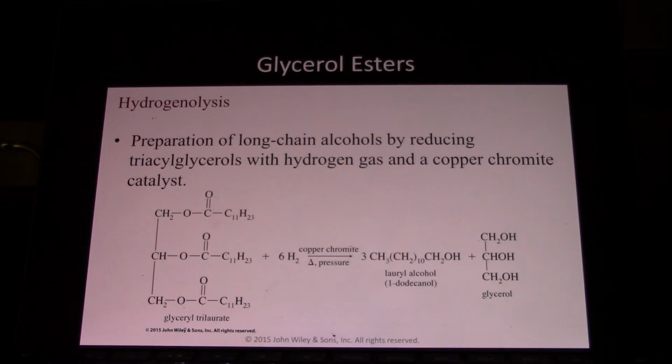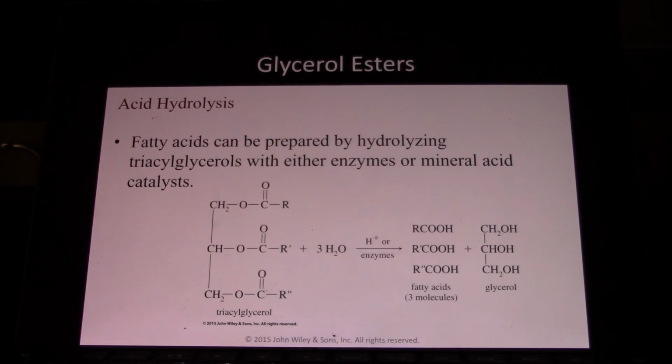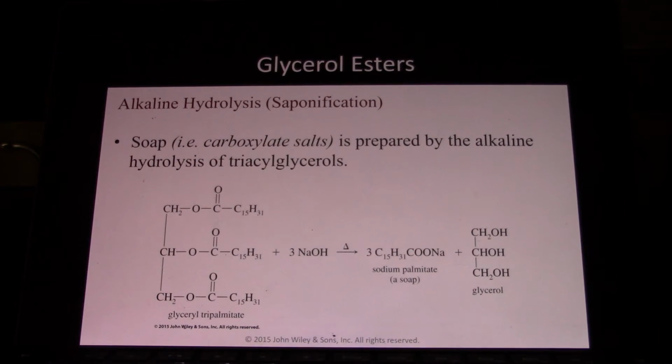Hydrogenolysis. Here, with enough catalyst pressure and hydrogen gas, you can actually break these bonds, giving you glycerol and your fatty acids. Acid hydrolysis. You can break this down into 3 fatty acids and glycerol using acid as a catalyst or enzymes. Alkaline hydrolysis. This is the making of soap, saponification. Sodium hydroxide saponifies and it attacks, kicking off these carboxylic acids to form the sodium salts, which are soaps, and leaving you glycerol.